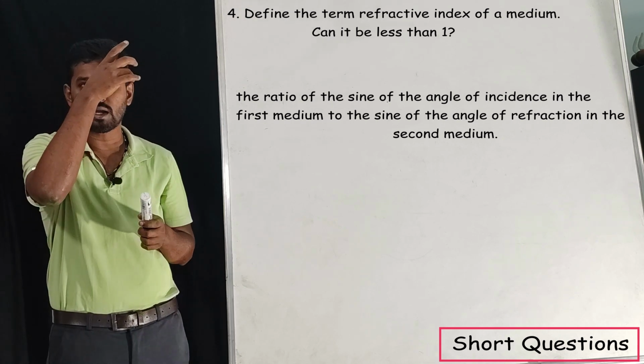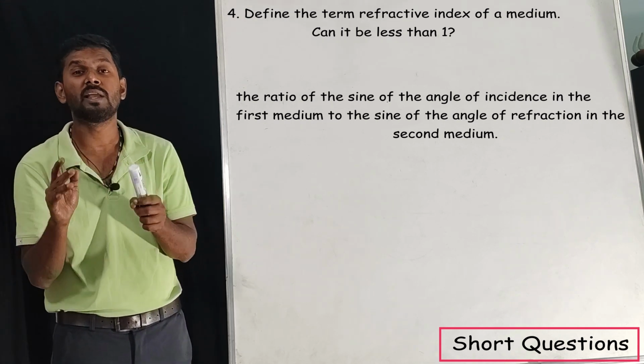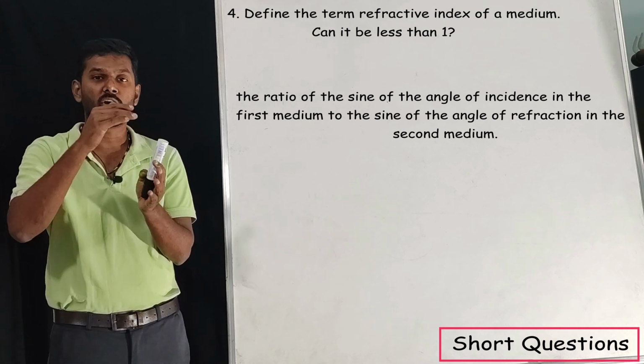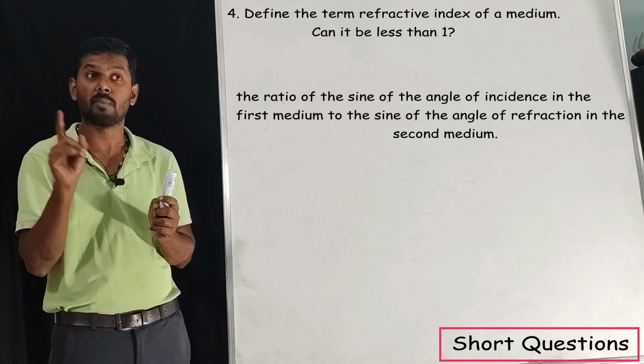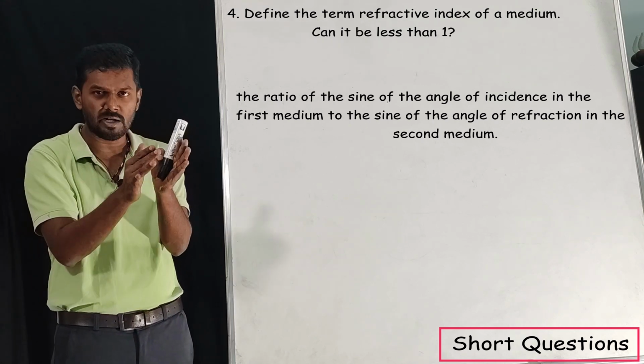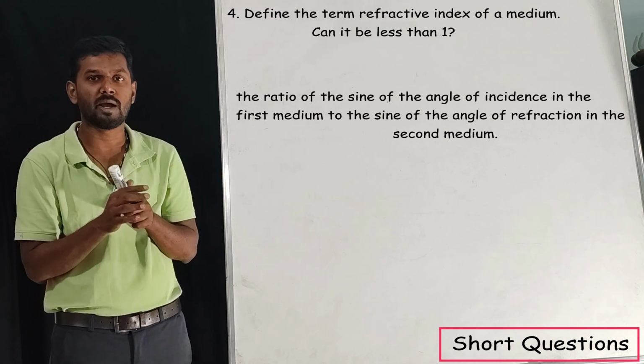So now can anyone answer, can it be less than 1? It can never be less than 1 for a medium. If you are comparing two different mediums, then it can be less than 1. But for a single medium, the refractive index cannot be less than 1. Keep this in mind. Why?